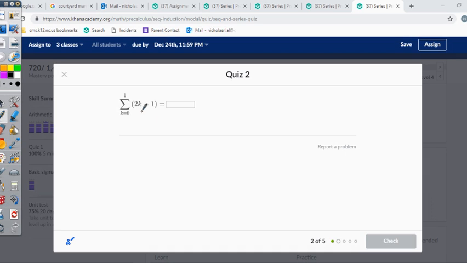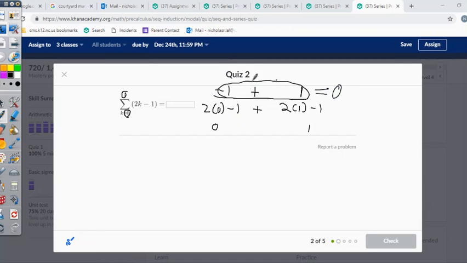So here, we're starting at 0 and we're ending at 1 for 2k minus 1. So putting this all out, we're going to have our 0 term and our 1 term. The 0 term is 2 times 0 minus 1, plus our term 1, which is 2 times 1 minus 1. So 2 times 0 is 0, minus 1 is negative 1, plus 2 times 1 is 2, minus 1 is 1. It's negative 1 plus positive 1, and summing that all up, that's equal to 0.